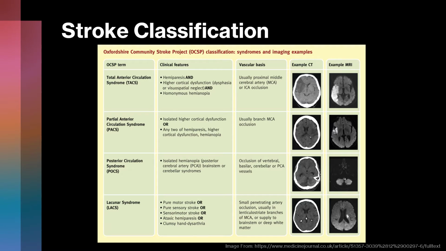So to start with, we're just going to briefly cover different stroke classifications, and this is one of the more common classifications used, the Oxfordshire Community Stroke Project classification. In this one, you classify them based on where the injury has occurred and the clinical features. So it's a really helpful table to learn and really impressive if you can identify this and state this in your OSCE, and we will show you some examples of different strokes next.